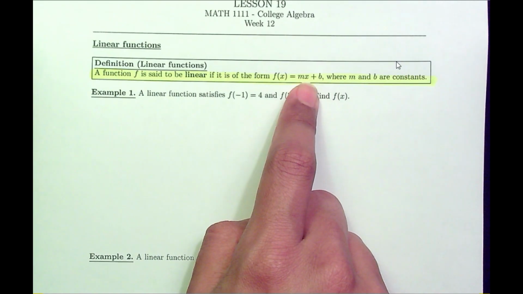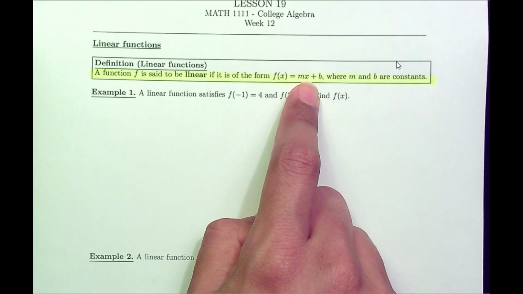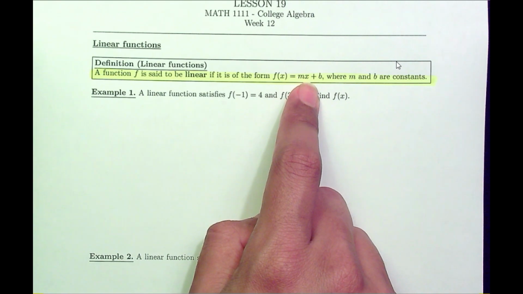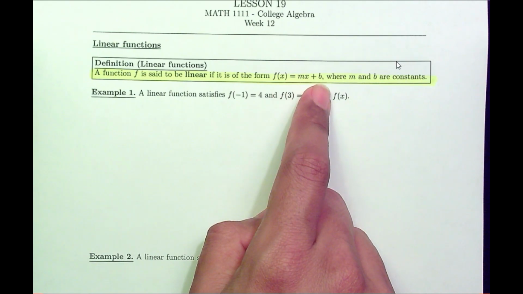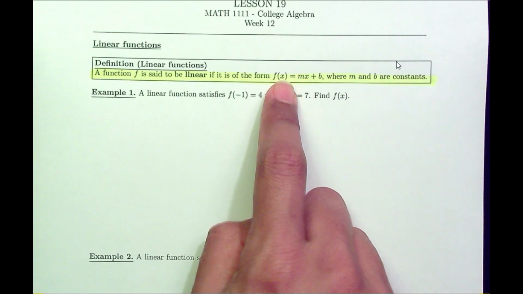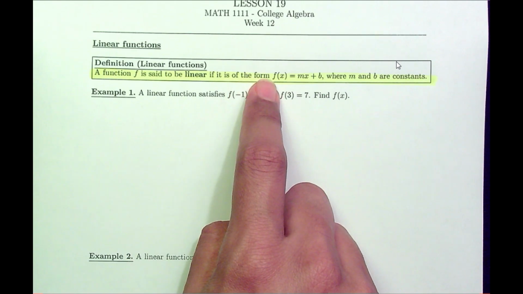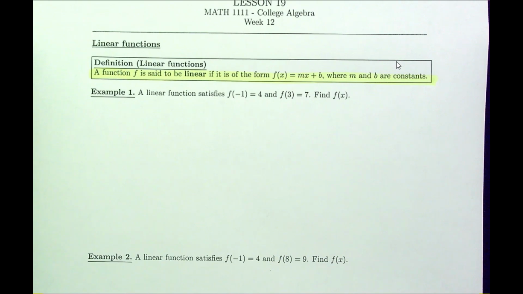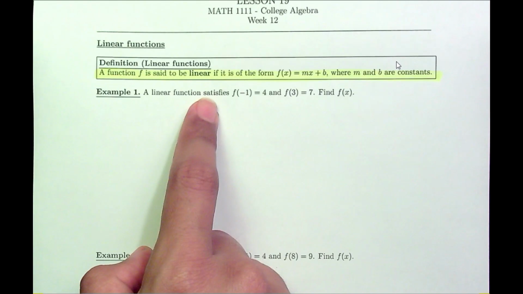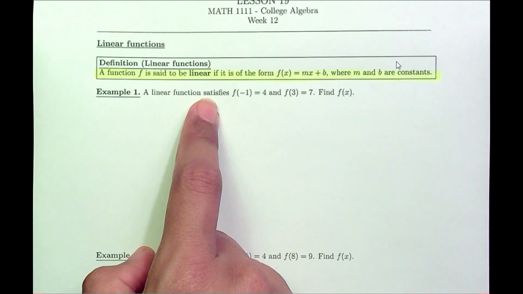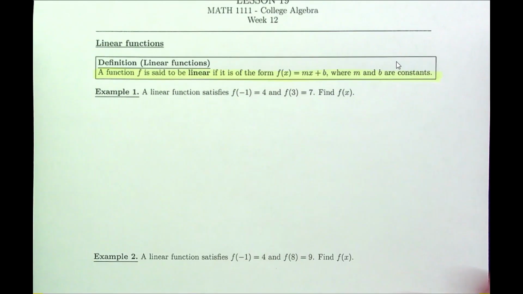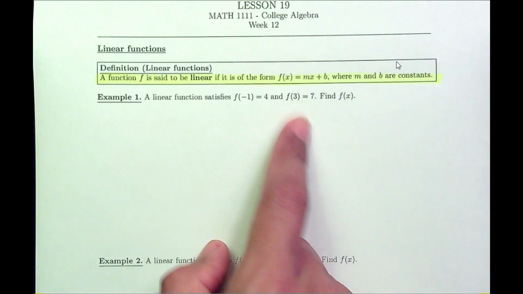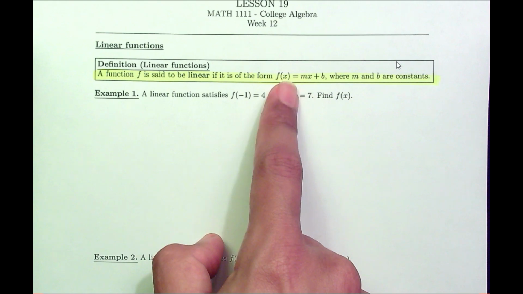When we discussed lines, we said that every line can be represented with an equation that we can always write in the form y equals mx plus b. So basically, this is just saying that if you have a function whose formula can be written in the form mx plus b, then that function is said to be linear. It makes sense to call it linear because the graph is just a line. What line? The line y equals mx plus b, because y equals f of x.